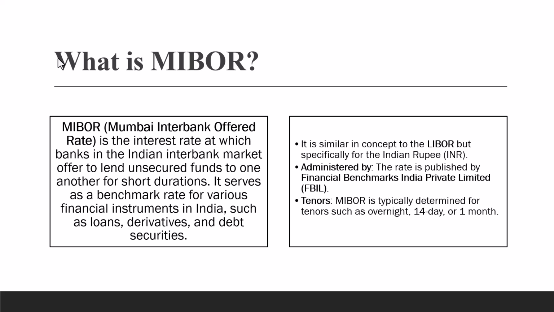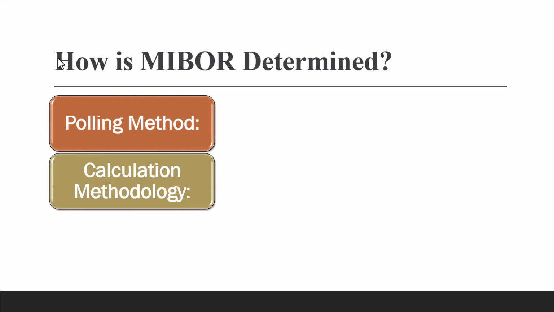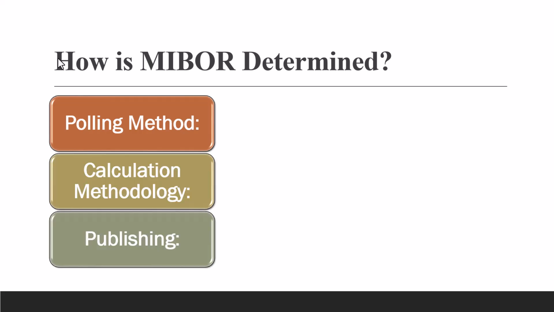Now, MIBOR is typically determined for a tenor such as overnight, 14 days, or 1 month. So they will ask this question. There's a polling method like the BBA was doing, then the calculation and publishing. So that means first the polling is done, then they calculate, and then they publish it.